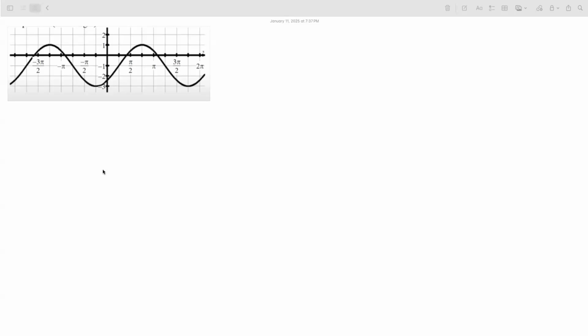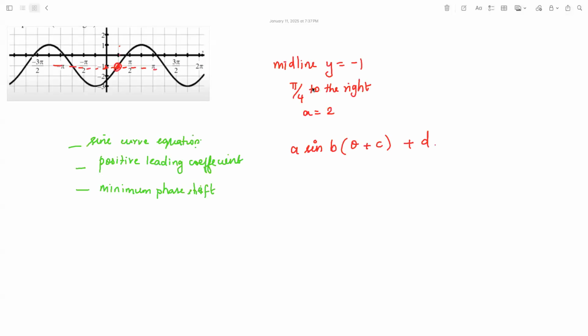Okay, go ahead. Let's go ahead and do this one. Amplitude is 2, and then we know the phase shift. The midline we already got is -1, so -1 gets substituted here. Amplitude is 2, which is correct, and then phase shift pi/4 to the right. So what happens? Minus pi/4 or plus pi/4? Minus pi/4. I'm sorry, pi/4 to the right means minus pi/4. Okay. And then what is B?